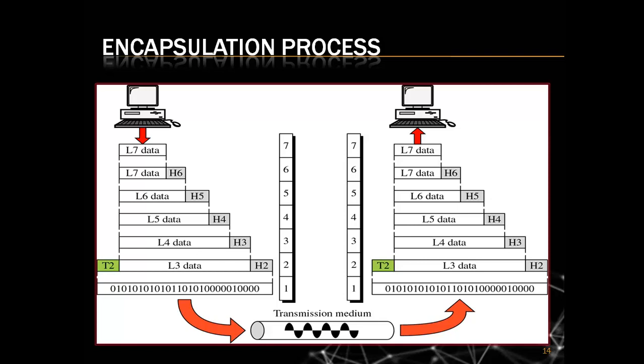Now the encapsulated data reaches the end receiver. Then these headers are separated from layer to layer, and this process is the reverse of the encapsulation process, and this is called decapsulation. After decapsulation, the original data is received by the receiver. Why are these headers added? Because by these headers the receiver device can understand which data belongs to which layer. This is the whole process of encapsulation and decapsulation.